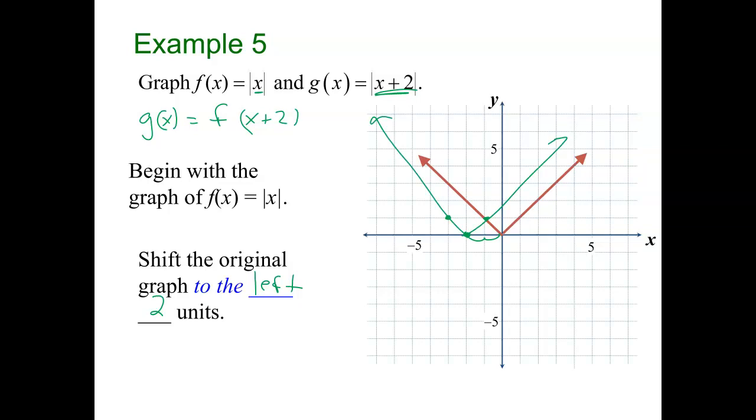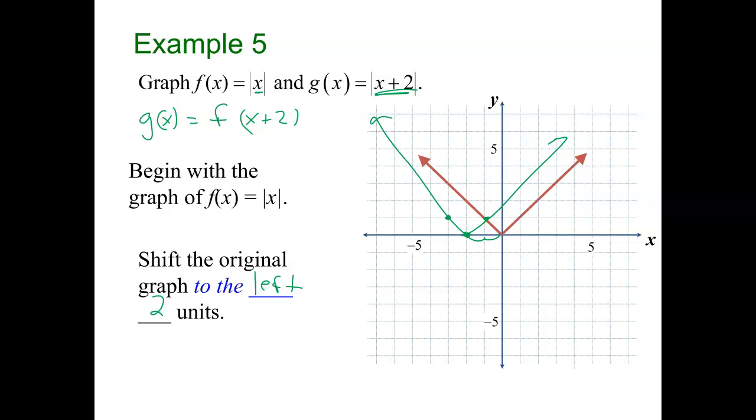So that horizontal change has that backwards kind of behavior. Every time we have a horizontal change, it's a very backwards kind of behavior. So you just need to have this note in your head that when you see a horizontal change, it's going to be opposite of what you would normally expect. Adding moves me to the left. Subtracting moves me to the right. It's backwards.